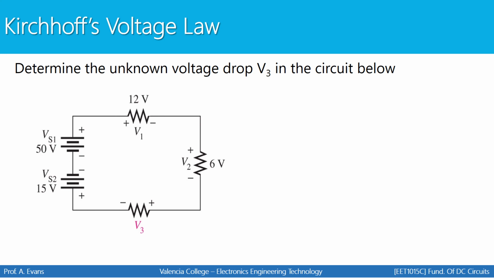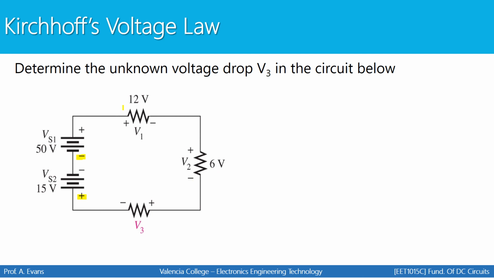Let's stop and analyze what we've been given. I have two voltage sources in series. Notice my polarities. If I'm going from bottom to top, this one has a positive polarity and this one has an opposite or negative polarity. We'll have to consider those polarities when we do a KVL around this loop. We know that V1 has a voltage drop of 12 volts. We know that V2 has a voltage drop of 6 volts. We don't know V3.